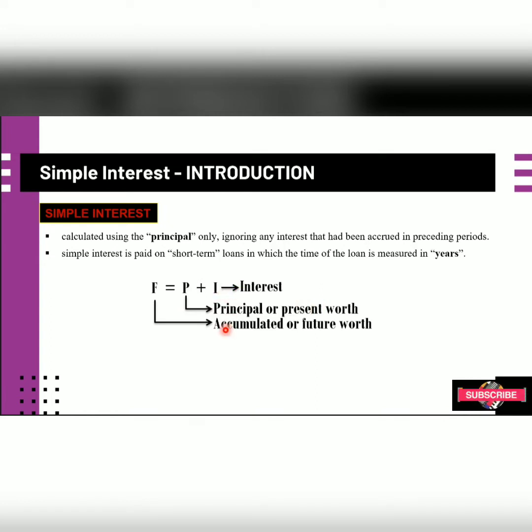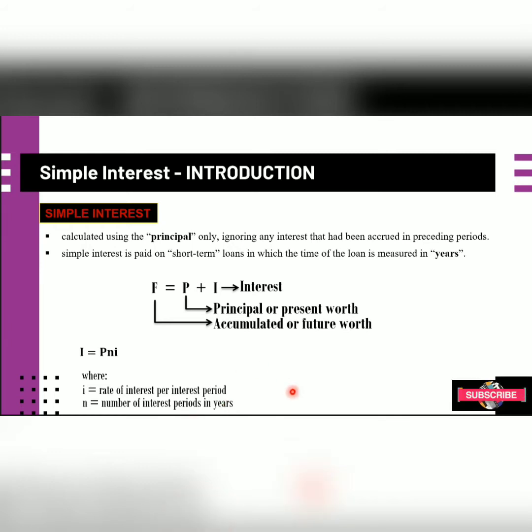Okay, so the formula for our I is just equal now to the product of your P, N and i, where your P is the principal or present worth amount. The N here is this time of loan which is measured in years, and our i is simply the rate of interest. And this i is the rate of interest per interest period, and your N is just the number of interest periods in a unit of year or years.